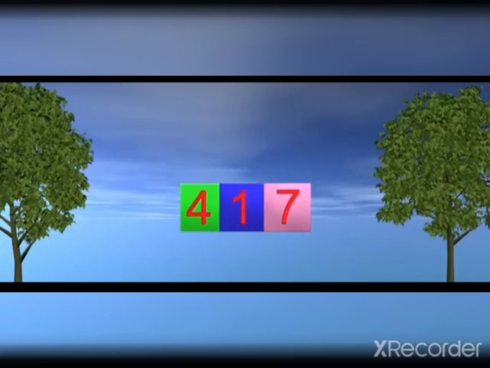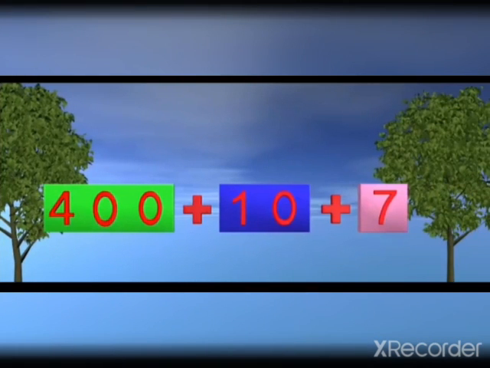Now we will write this number 417 in expanded form. Here 7 is in the ones place, 1 is in the tens place and 4 is in the hundreds place. So the expanded form of 417 will be 400 plus 10 plus 7.